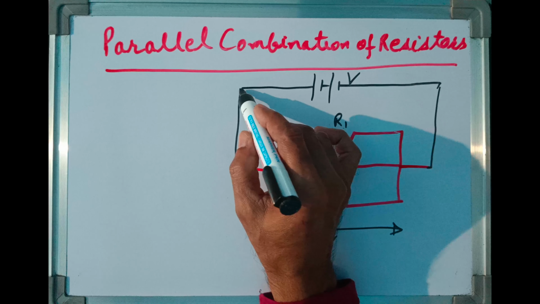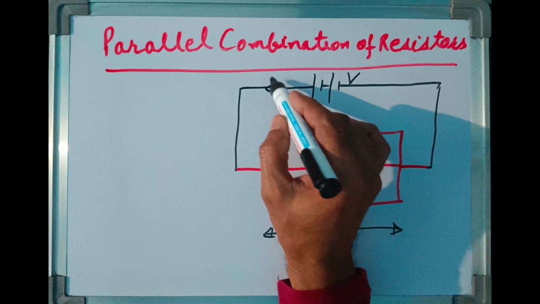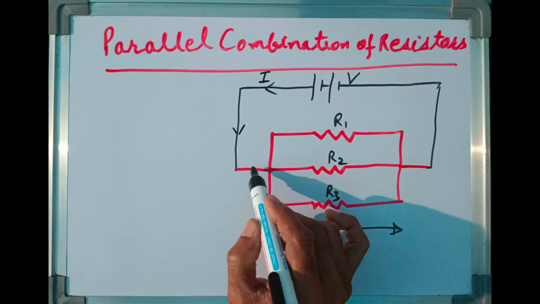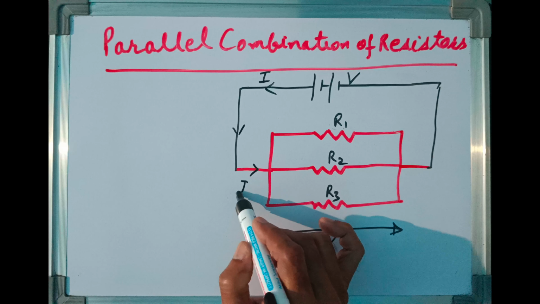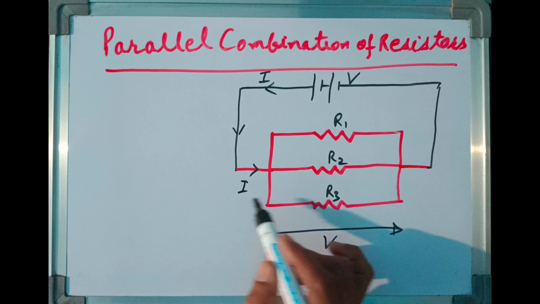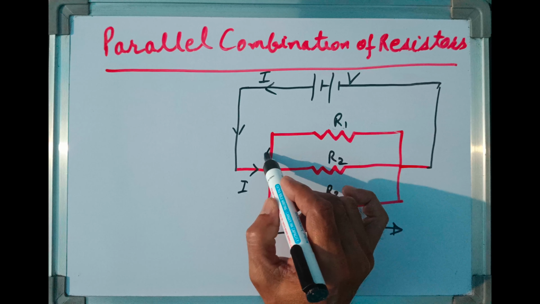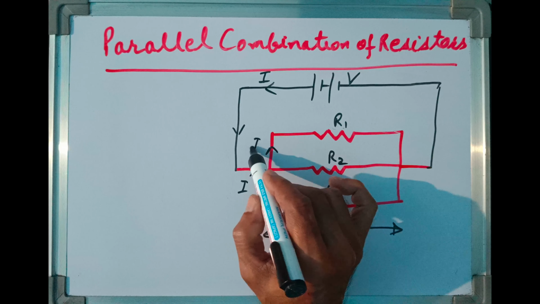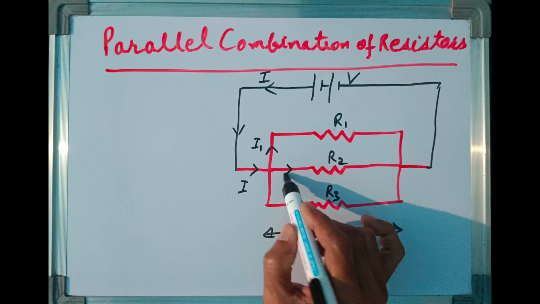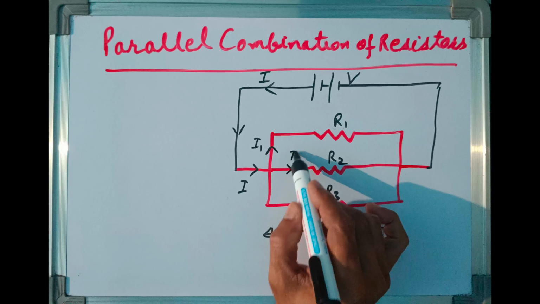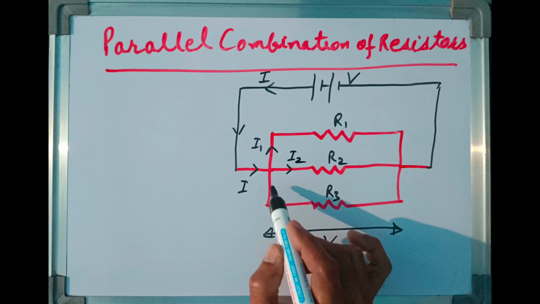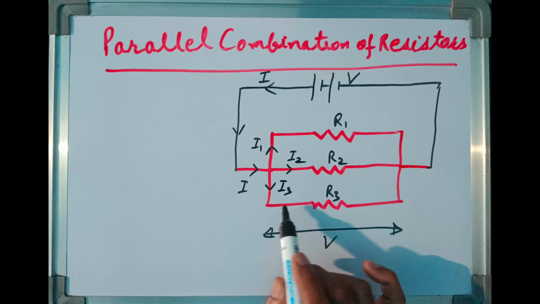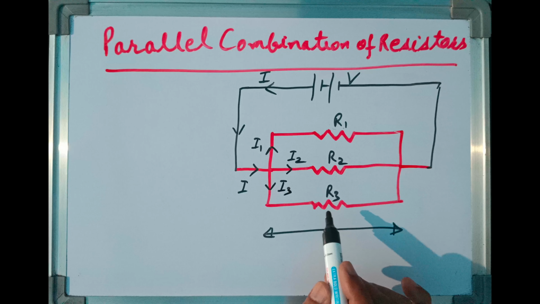And the current coming from this battery, suppose it is I, will be separated into three parts. A part of the current will flow towards R1. Let me call this current I1. A part will flow towards R2. Suppose it is I2 current. And the rest of the current, I3, will flow towards R3.